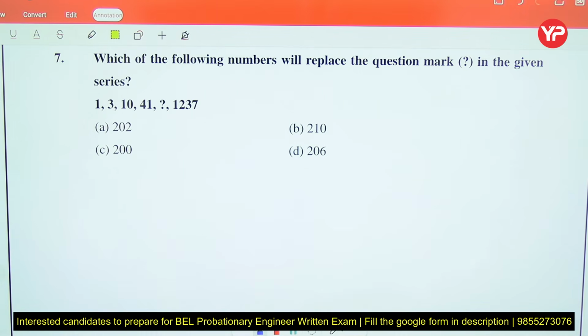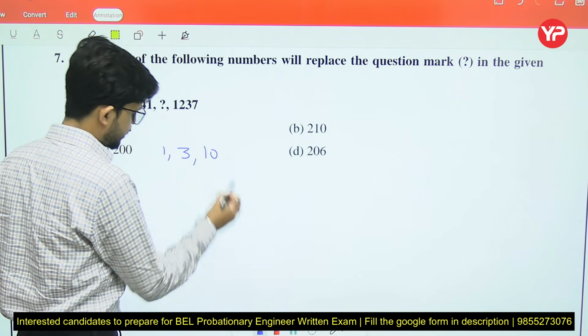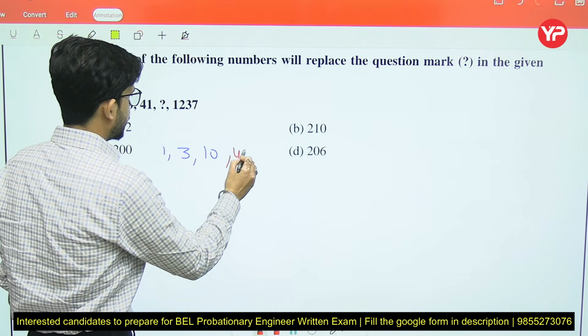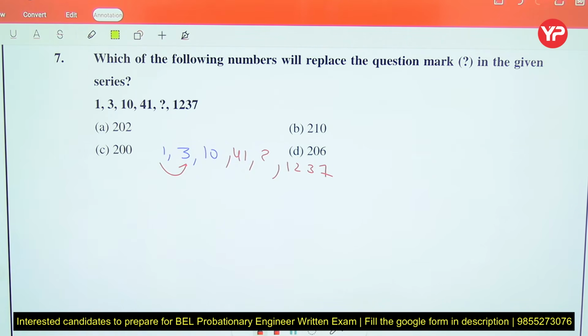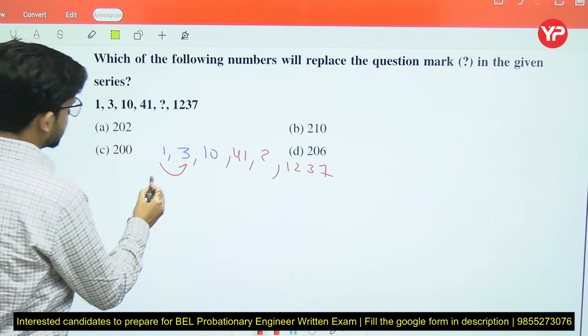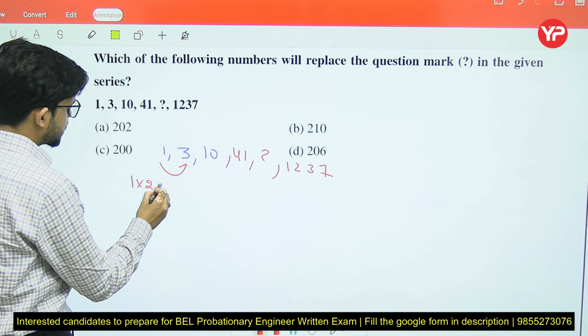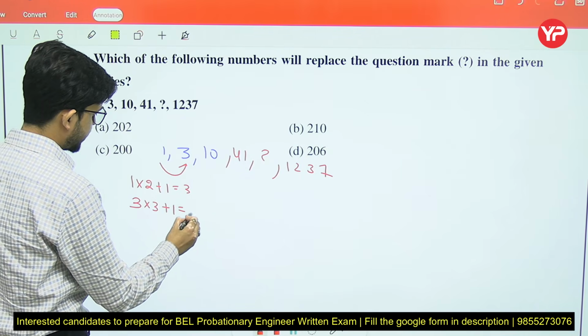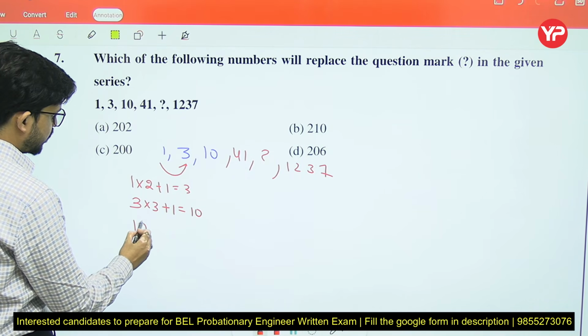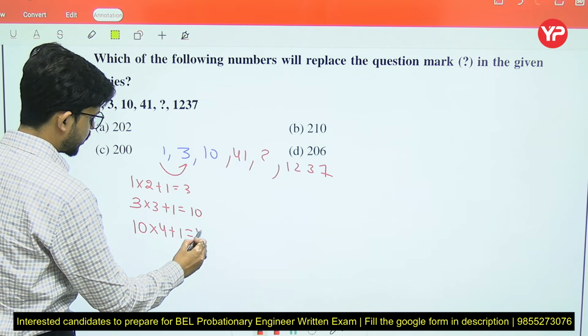Next question is from number series. So number series 1, 3, 10, 41, question mark. I have to make 1 to 3, so how can I make 1 to 3, then 3 to 10? If I approach this question: 1 into 2 plus 1 is equal to 3. 3 into 3 plus 1 is equal to 10. 10 into 4 plus 1 is equal to 41. I get the pattern.